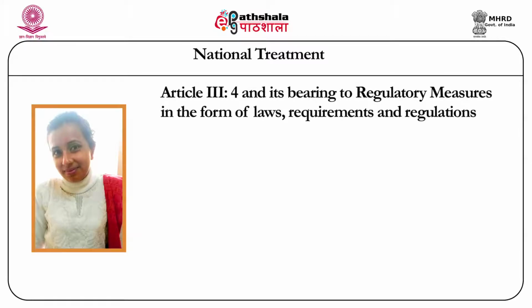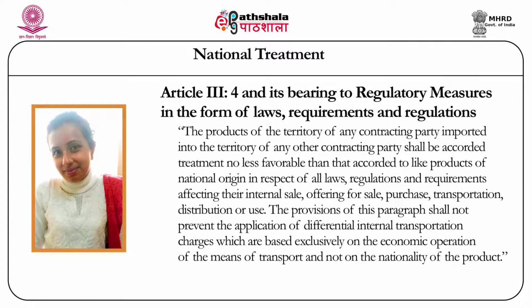Article 3 Clause 4 and its bearing to regulatory measures in the form of laws, requirements and regulations. Article 3 Clause 4 of the GATT provides that the products of the territory of any contracting party imported into the territory of any other contracting party shall be accorded treatment no less favorable than that accorded to like products of national origin in respect of all laws, regulations and requirements affecting their internal sale, offering for sale, purchase, transportation, distribution or use. The provisions of this paragraph shall not prevent the application of differential internal transportation charges, which are based exclusively on the economic operation of the means of transport and not on the nationality of the product.